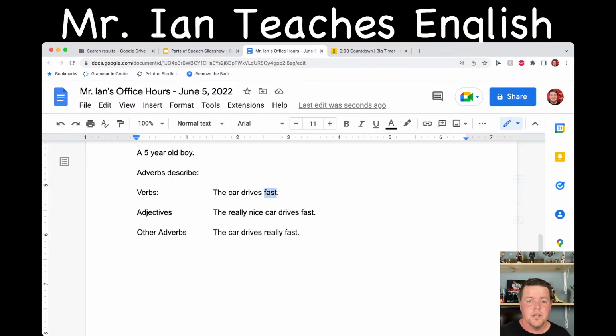So here in this one, this is our adverb. In this one, this is our adverb. And in this one, this is our adverb. All right. So how fast does it drive? It drives really fast. And you'll see these as intensifiers very often. All right. Questions on that? I honestly would be surprised if you didn't have questions about adverbs. They can be pretty tough.